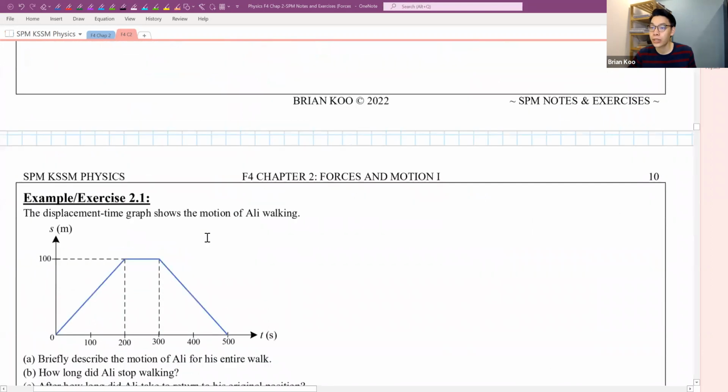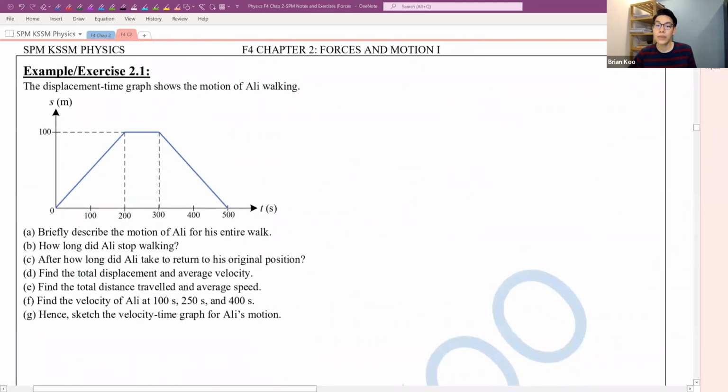Okay, I move on now. So we look at our first question. The displacement time graph shows the motion of Ali walking. Briefly describe the motion of Ali for his entire walk. They don't usually ask you to describe the entire walk like that. So this part A is more for you to understand better what is going on. We have a displacement time graph, and then we have the time here. So point O is the original position.